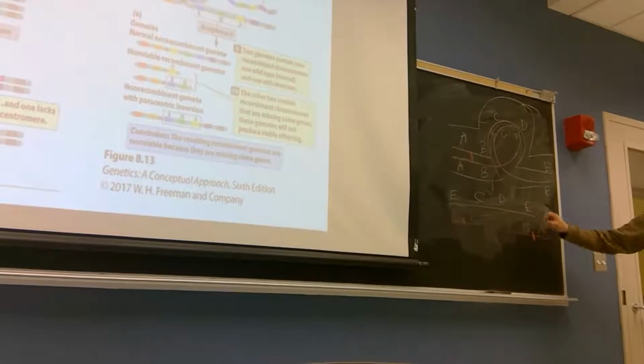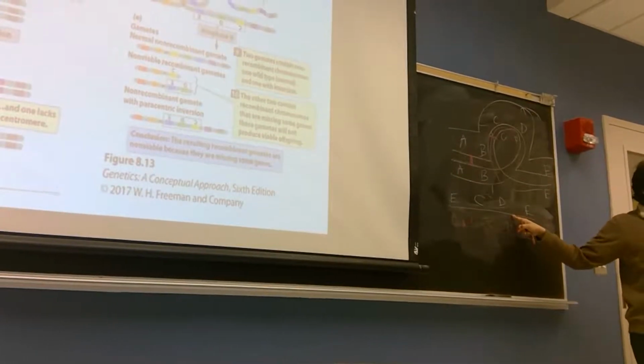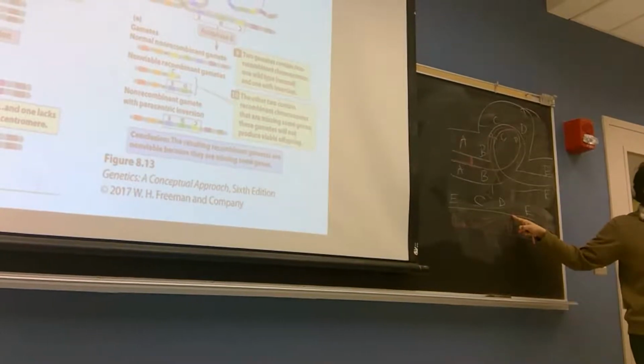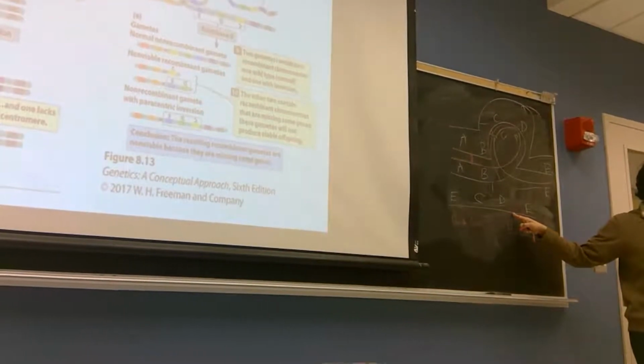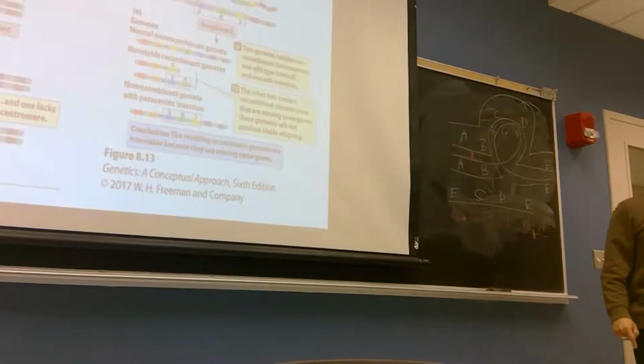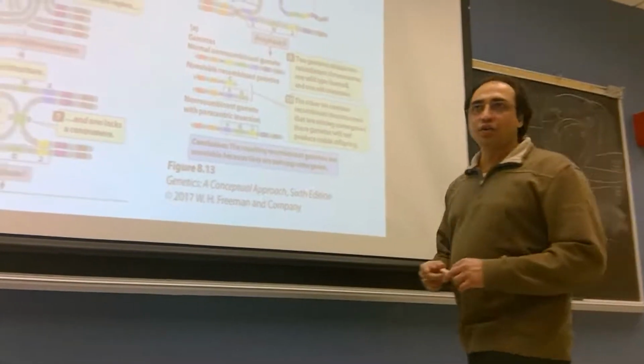If there are two centromeres and here there is no centromere at all, this is an acentric fragment. If this is an acentric fragment, it will be lost because it will not attach to the spindle fibers. But what will happen to these two? This chromosome. There are two centromeres there.